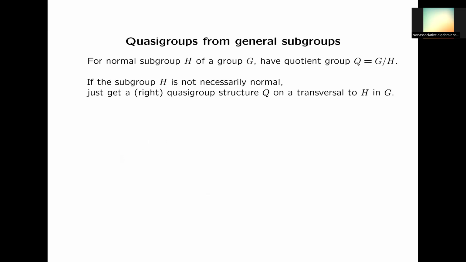Okay, so some of this will be very familiar to you. If you take a normal subgroup H of a group G and you take the quotient, it is a group. What happens if you take a subgroup that's not necessarily normal? Well, you just get, in general, a right quasigroup structure. If you're lucky, it'll be a quasigroup structure, two-sided, on a transversal to H in G.